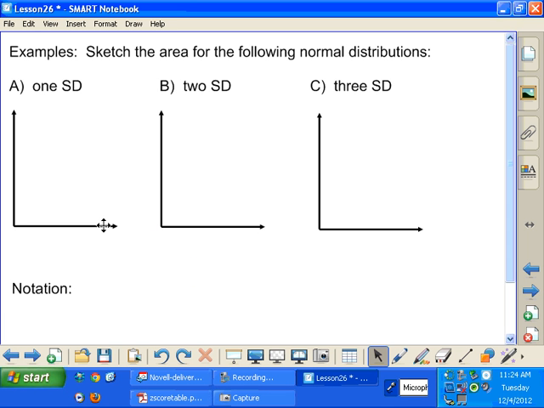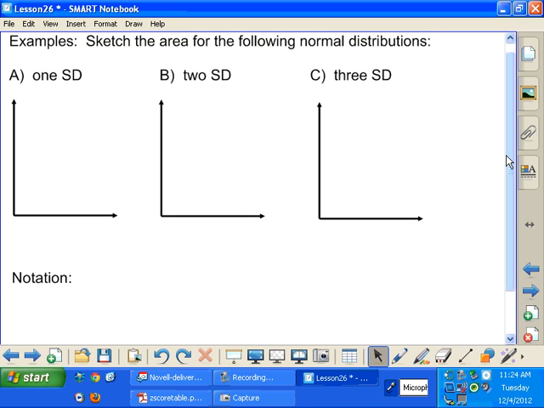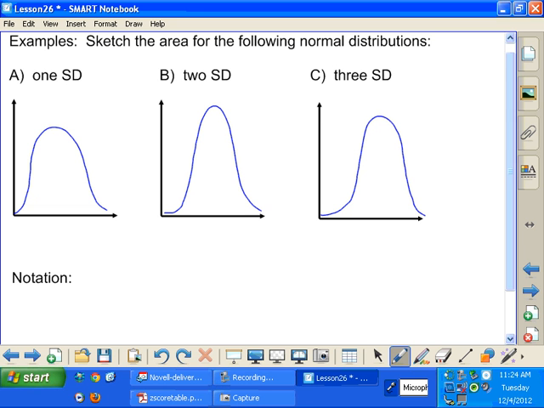All right, continuing along here. This example here is just quickly showing you some of the notation and what the area looks like. So for all of these, all three of them, you can draw yourself a normal curve or an approximation of a normal curve. And what I want to do is color in the area for the following distributions.